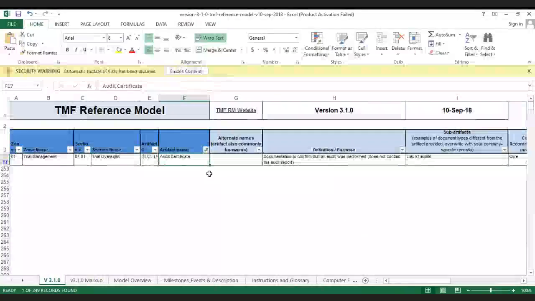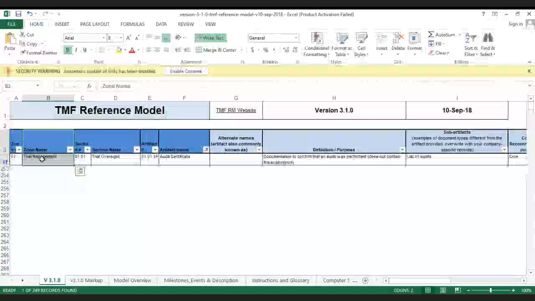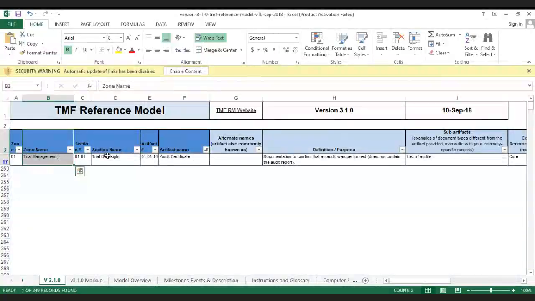So see, as I said, classification and tracking and identification. First was identification. We need to identify, and then only we need to classify, right? Without identification, we can't classify. So this is the artifact, that is the document name, called audit certificates, right? So we have identified this document in the trial management zone. And under trial management zone, we have to classify this in trial oversight.